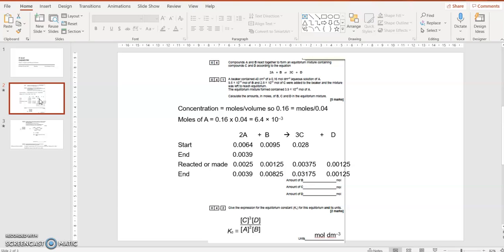What are the units? Well, I've got 4 units of concentration on the top, I've got 3 on the bottom, so cancel 4 on the top with 3 on the bottom. I end up with 1 concentration on the top. Concentration is measured in moles per decimetre cubed.